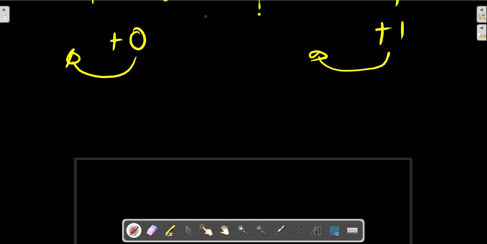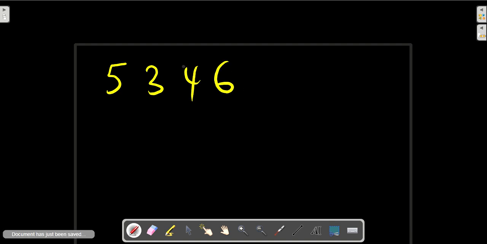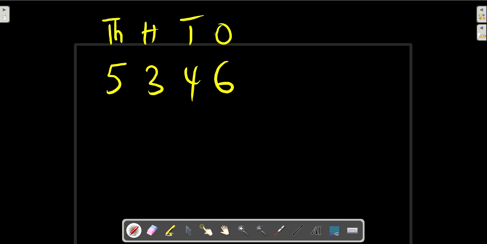Now, on the number 5,346, we know that this digit is in the thousands place, this is the hundreds place, this is the tens digit, and this is the ones digit. First thing to do, identify the place values. Now, we want to round to the nearest tens.